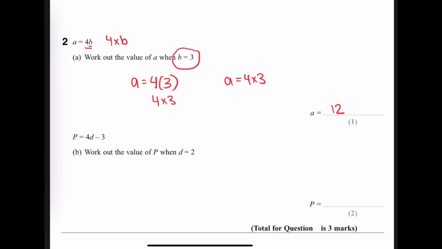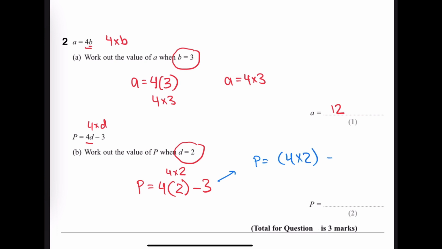Same way, every time we see a d, we are going to put a 2 instead. P equals 4, where there's the d we put 2, minus 3. This means 4 times d, therefore this will be 4 times 2. So P equals 4 times 2 minus 3. Now, with BIDMAS, we know that multiplication comes first and then we subtract. Therefore, we do 4 times 2 first, so it will be 8 minus 3, so P equals 5.